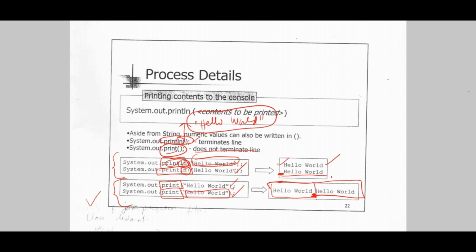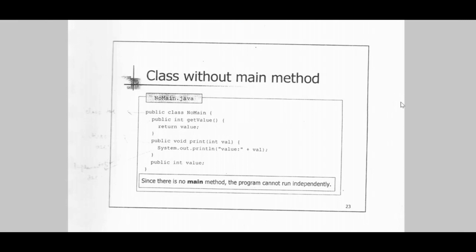It does not move to the next line because this is not println. Okay. Now, what if a Java class has no main method? As I've mentioned before, a Java program is executable only when that Java class has the main method. So if a Java class is without main method, what will happen? Can we run or execute that program?